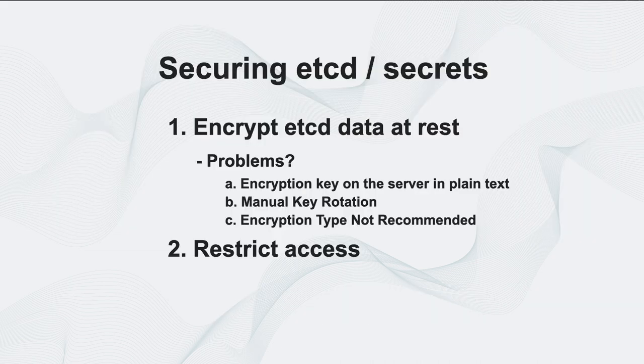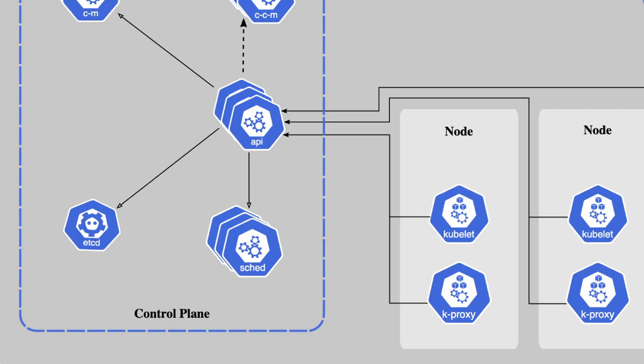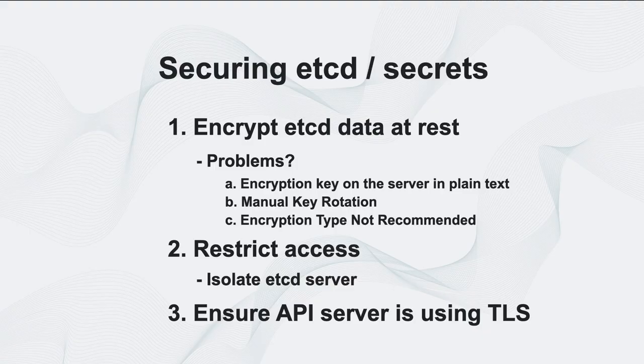Now let's move on to number two. So the number two way of securing your etcd or secrets is to restrict access to your etcd. And that involves isolating your etcd server. So the only thing that should talk to etcd is the API server. What you can do is stick a firewall between the two just to ensure that only API server traffic can get to etcd and nothing else. And then finally, the third step is to ensure that the API server is using TLS.